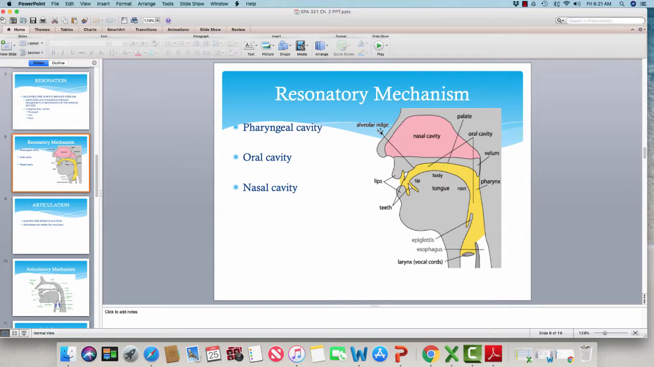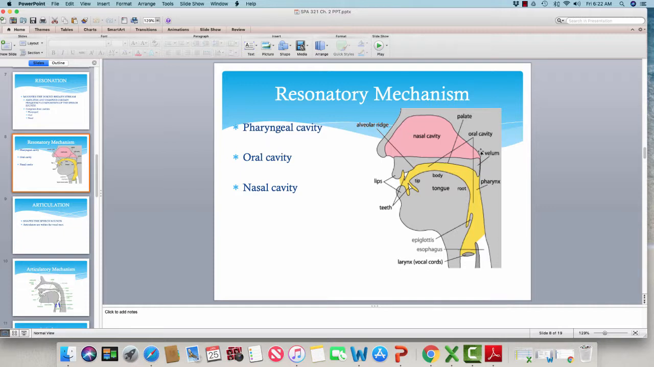So as you can see, we have the alveolar ridge, which is right behind the teeth, the lips, the teeth, the nasal cavity. Again, that's where our air is coming in and out of the nose. Our palate, including the hard and soft palate. All of these are in the oral cavity. The tongue, this yellow illustration here is the tongue. It includes the tip, body, and root.